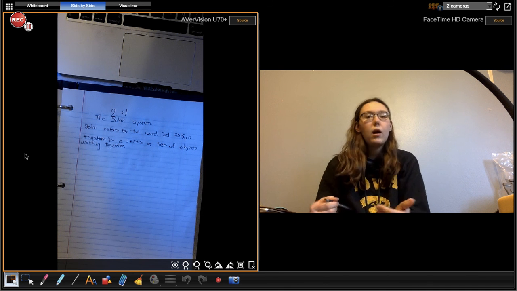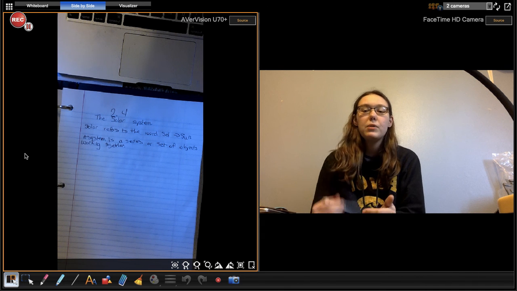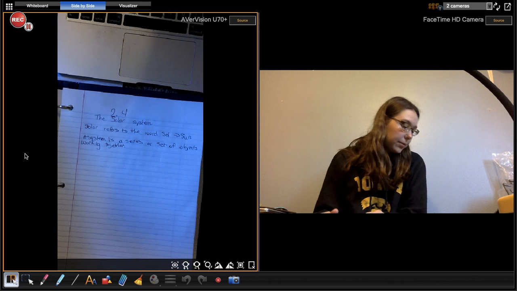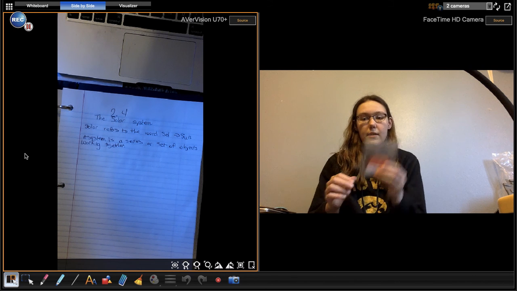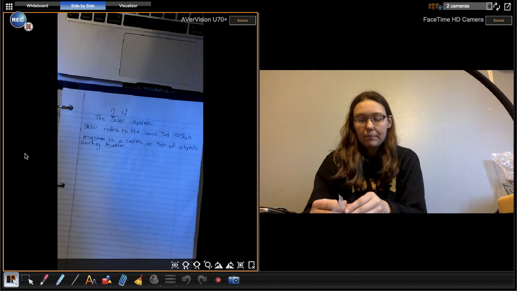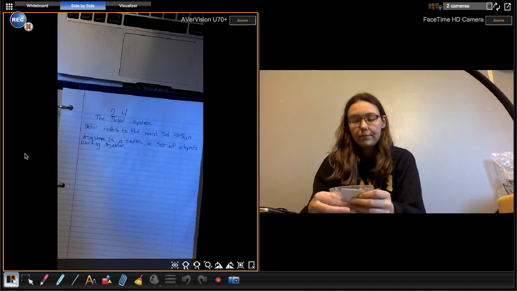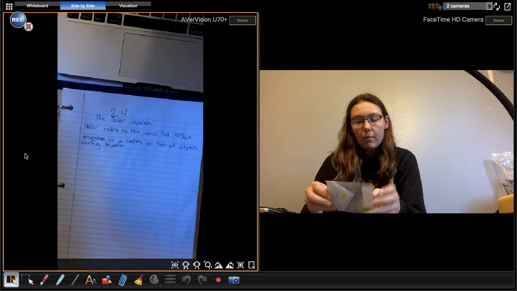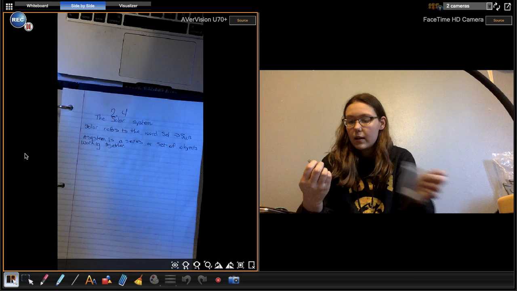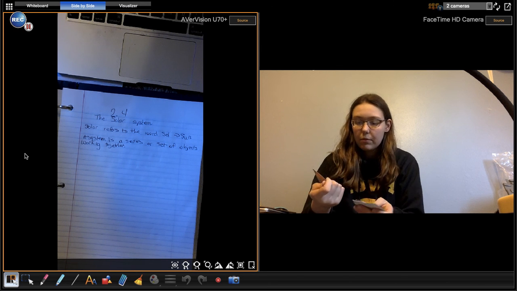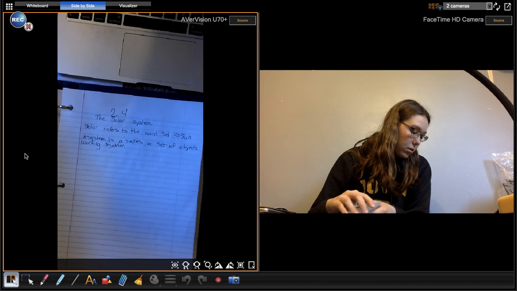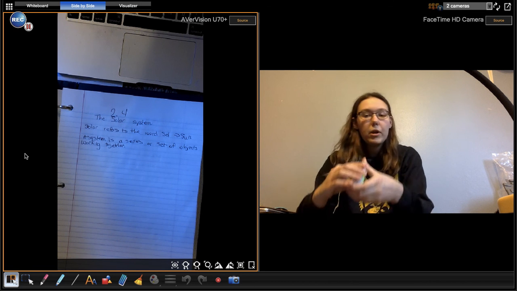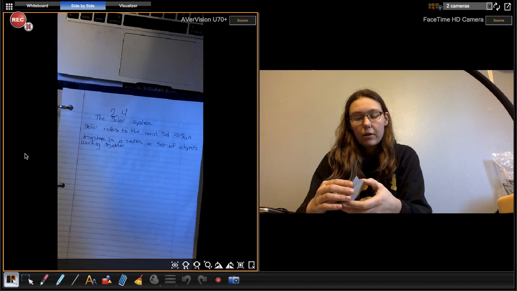Alright, so we are going to be figuring out really how our solar system works together. And what we're going to do is, everybody has a set of cards, and they have different planets on them. They have the sun. They also have different moons. We're going to put them into groups of similar characteristics.